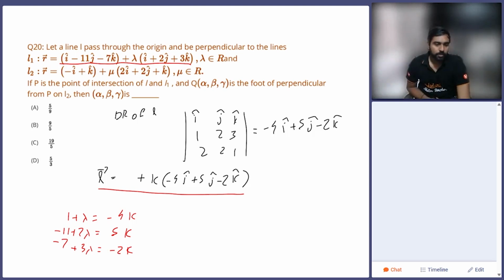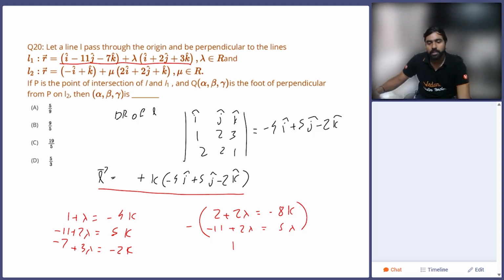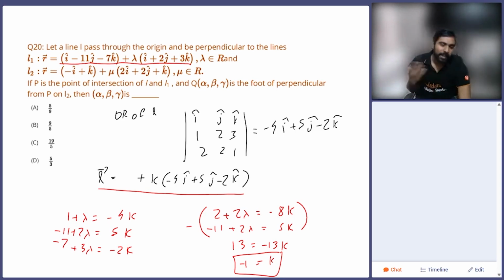All right, so from here, let me multiply the first expression with 2. So 2 plus 2 lambda equals minus 8k. Minus 11 plus 2 lambda is equal to 5k. Subtract the two of them, and that will give you 13 equals minus 13k. So that gives you k equals minus 1. So k equals minus 1. So what is the point in question? The point of intersection P comes out as 4 comma minus 5 comma 2.